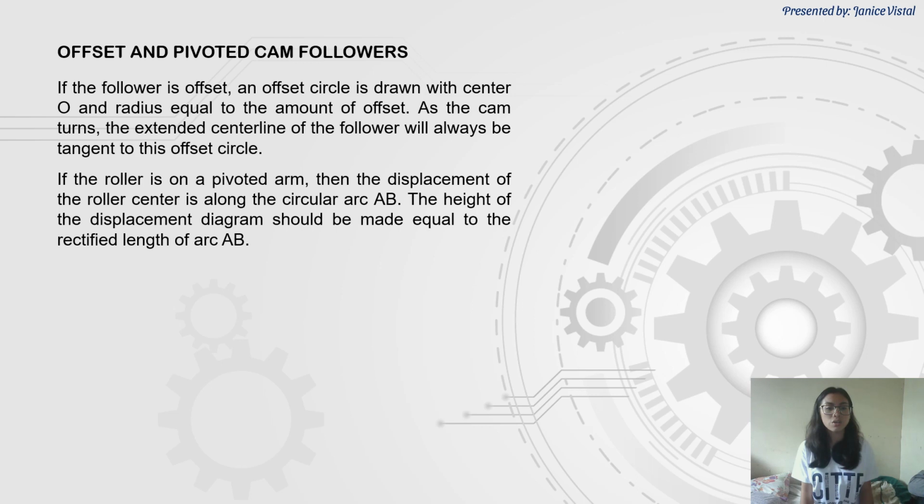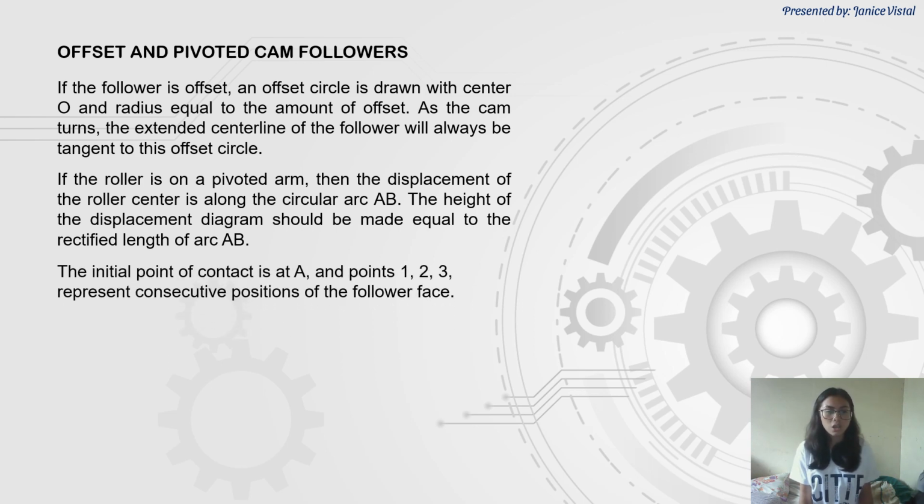If the roller is on a pivot arm, then the displacement of the roller center is along the circular arc AB. The height of the displacement diagram should be made equal to the rectified length of arc AB. The initial point of contact is at A, and points 1, 2, 3 represent consecutive positions of the follower face.